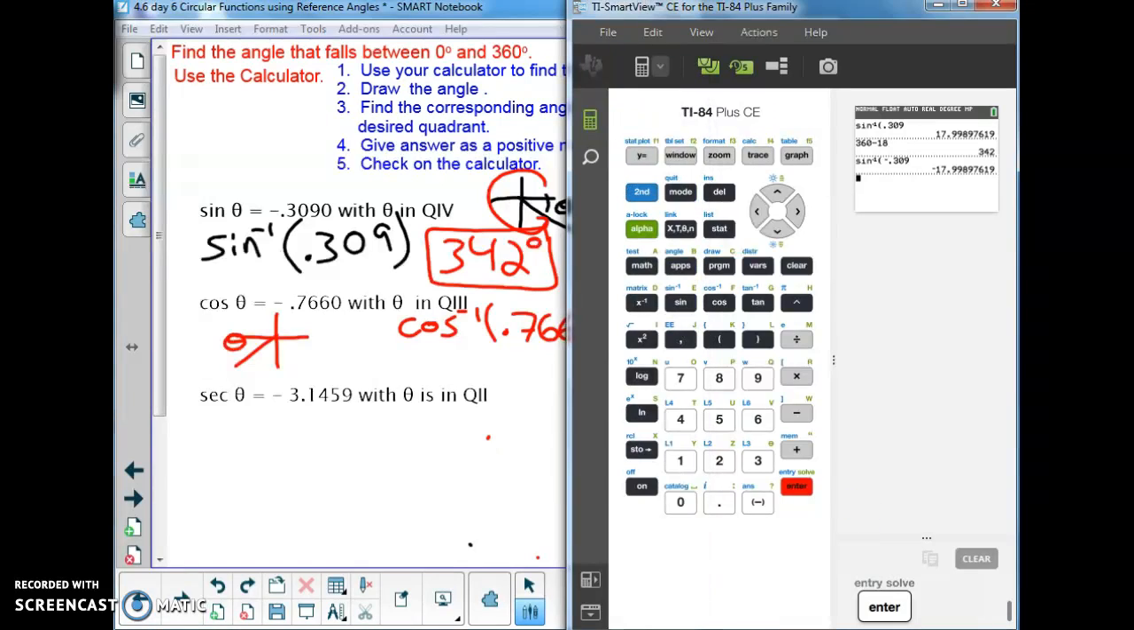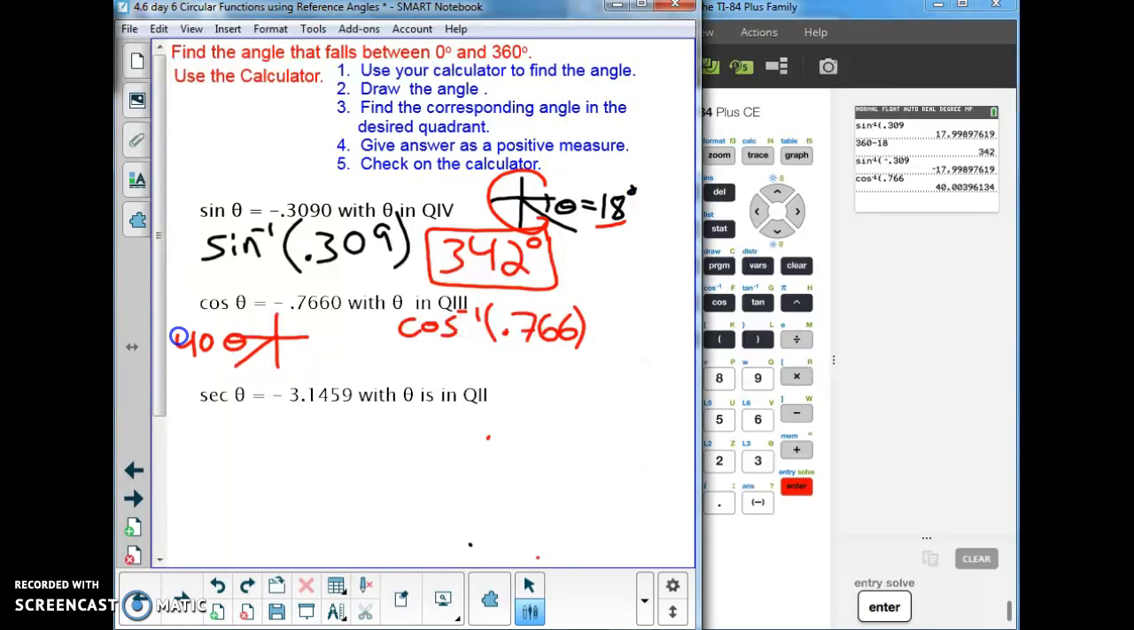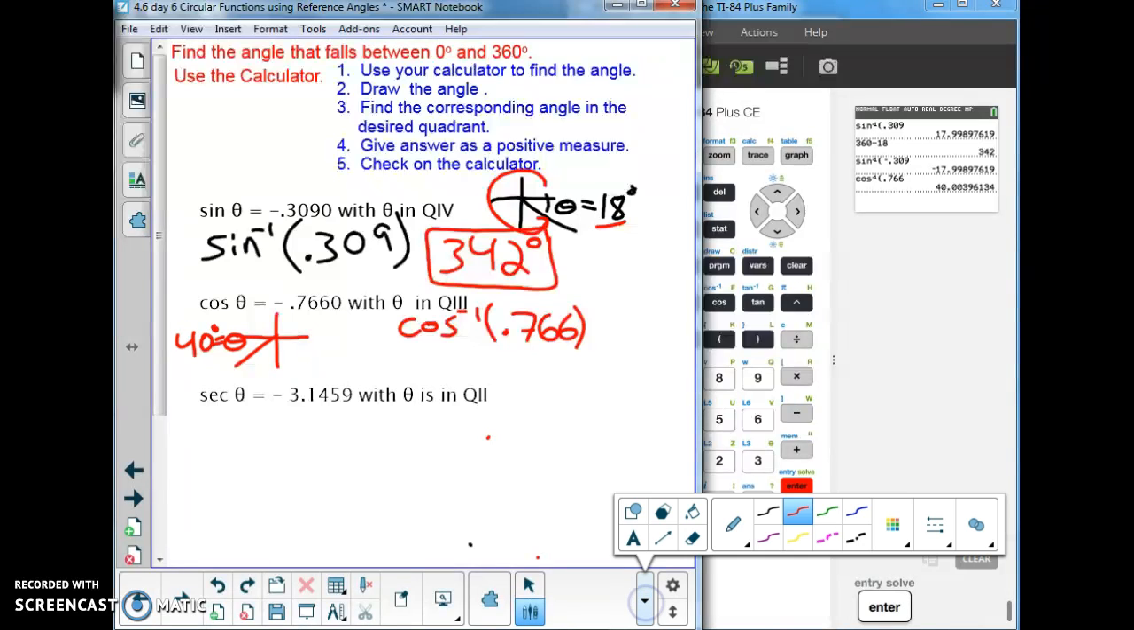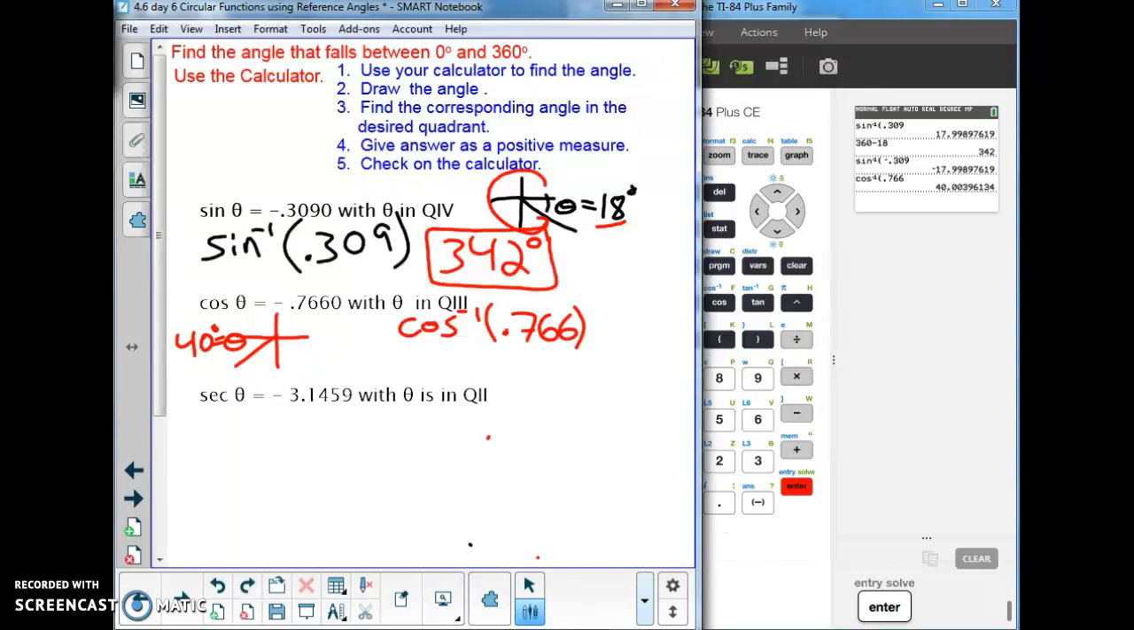If I head over to my calculator, inverse cosine of 0.766, remember I'm disregarding that negative sign for now, is 40 point something, we'll call it 40 degrees. So over here we have a 40-degree theta. Well, that's 40 degrees past 180. So if I add those together, 180 degrees plus 40 degrees, that's going to give me 220 degrees.